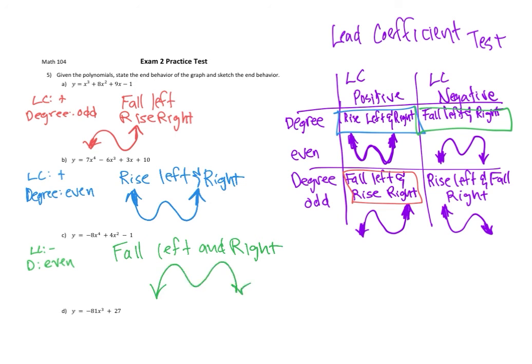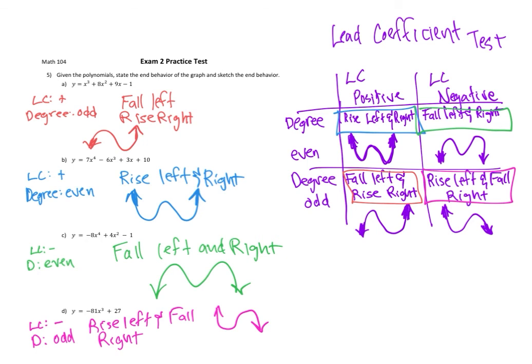All right, our last one, you probably can get it by deduction, but we'll figure it out. We have a negative leading coefficient. Our degree is odd. And so that means we are going to rise left and fall right. And a little sketch of my graph is there. All right, so in this case, this would be a multiple choice question where you just match each of the things to the right place.